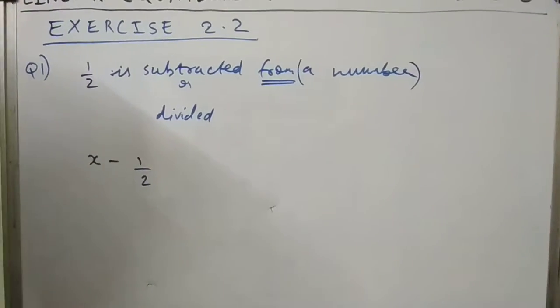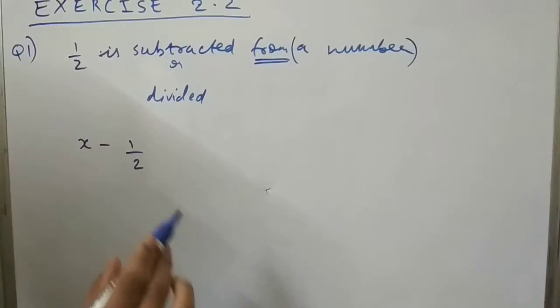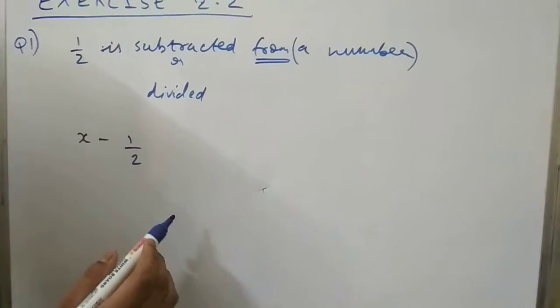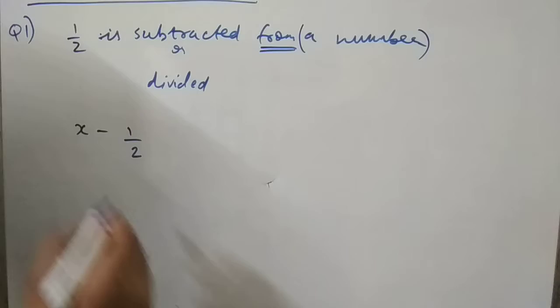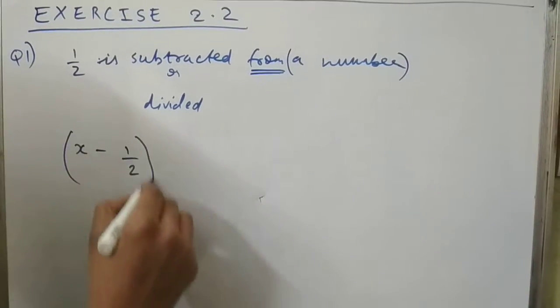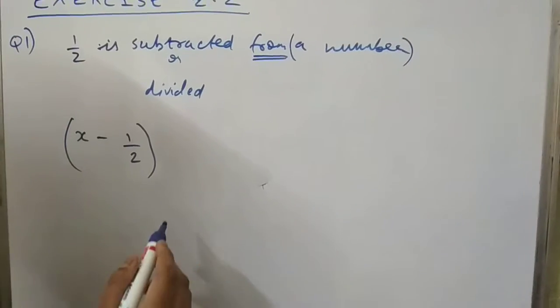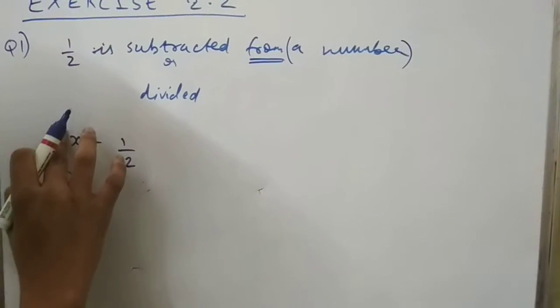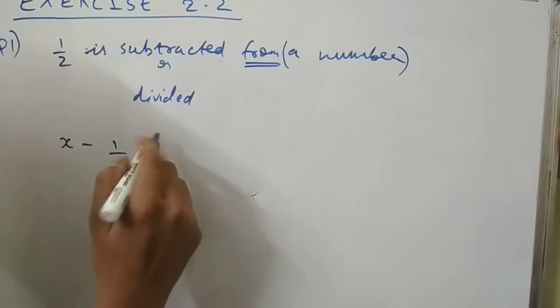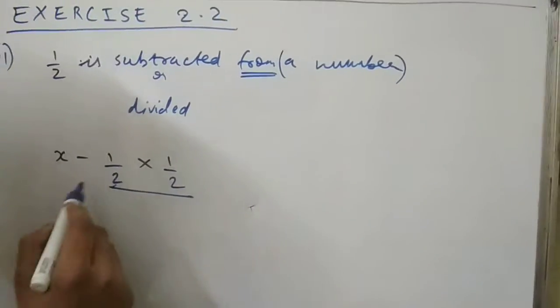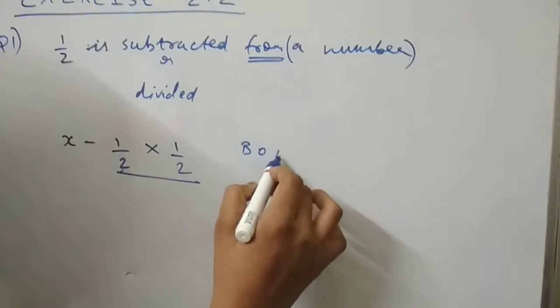So this much have you understood? Yes or no? Yes. Okay, so x minus 1 by 2. Now what does the next step say? That it is multiplied by 1 by 2. Now you focus on the point: it is multiplied. You usually make a mistake by directly multiplying it. But what is the meaning of this? First this is subtracted, then multiplied, according to the BODMAS rule.